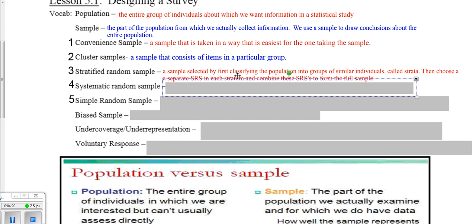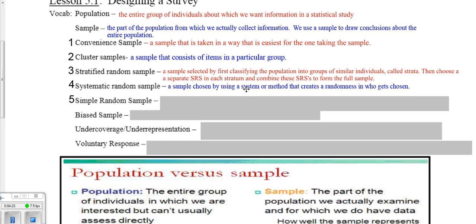A systematic random sample would be a sample chosen by using a system or method that creates randomness in who gets chosen. So an example of this would be if we have a big alphabetical list of everybody in the school, and we wanted to choose every 5th person. Now, as long as we're choosing the same system, every 5th person, that will generate a random sample. The problem is, when you go every 5th person, say there are 2 people whose names are right next to each other, there's no possible way those will ever be chosen together, which means you're excluding a group of people, everybody whose names are right next to each other. They'll never be able to be represented together. So it's not a truly simple random sample.